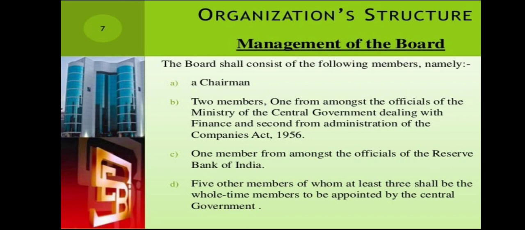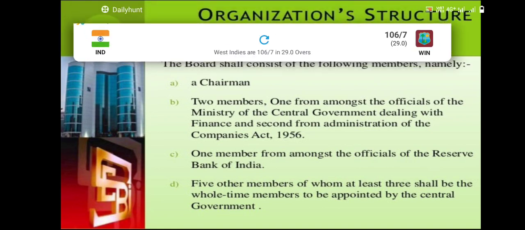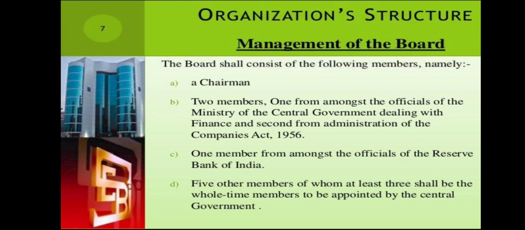Organization structure. The board shall consist of the following members, namely: A, a chairman. B, two members, one from amongst the officials of the Ministry of the Central Government dealing with finance, and second from administration of the Companies Act 1956. C, one member from amongst the officials of the Reserve Bank of India. D, five other members of whom at least three shall be whole-time members, to be appointed by the central government.